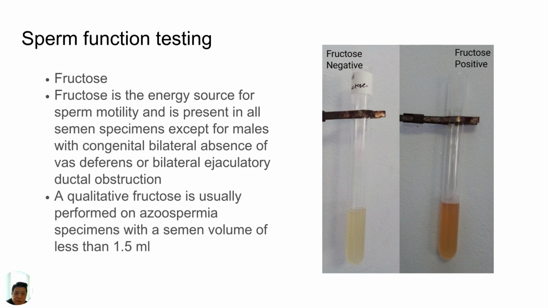So fructose is the energy source for sperm motility. It's present in all semen specimens except for males with congenital bilateral absence of vas deferens in cystic fibrosis mutation or bilateral ejaculatory duct obstruction. A qualitative fructose test is usually performed on azoospermia specimens with a semen volume of less than 1.5 ml.